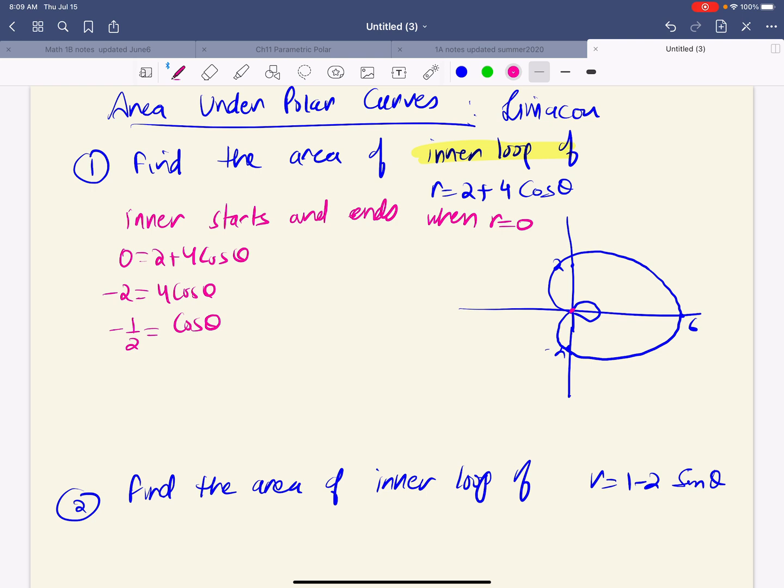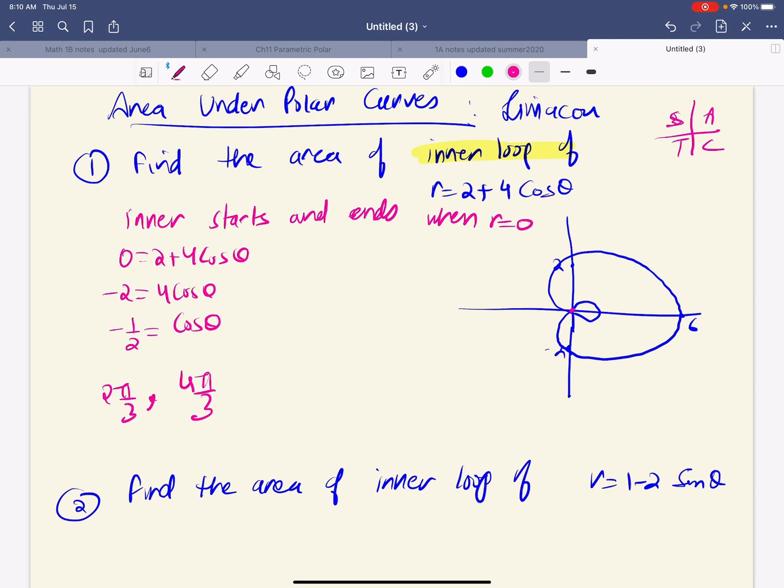Now, where is cosine negative half? Cosine is half at pi over 3, but we are talking about negative, and in calculus, cosine is negative in the second and the third quadrant. So the points where cosine will be negative half are in the second quadrant and in the third quadrant. The reference angle is pi over 3. So in the second quadrant, it would be 2 pi over 3. In the third quadrant, it would be 4 pi over 3. These are the points where the inner loop starts and ends.